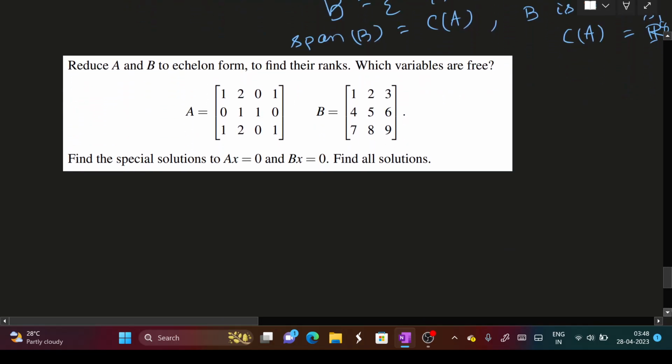If not, then it can be asked also. Next question: reduce A and B to echelon form. Find their ranks, which variables are free. Find the special solutions to Ax is equal to 0, Bx is equal to 0. Find all solutions. Okay, we will change the color.